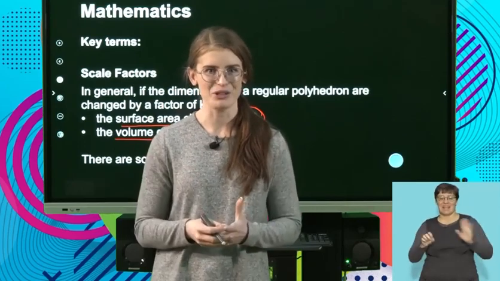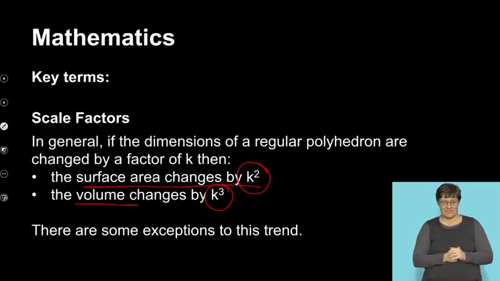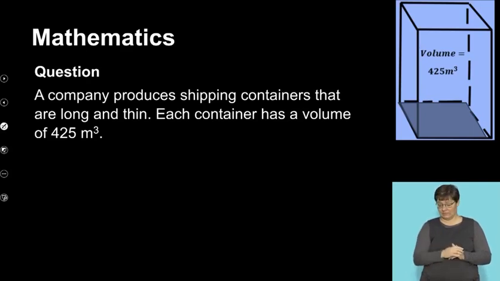Let's go back to the board. Cool, so a company produces shipping containers that are long and thin. Each container has a volume of 425 meters cubed. So we can see our shipping container that has a capacity or a volume of 425 meters cubed. Also, just another reminder, please remember that volume, our units are always cubed.